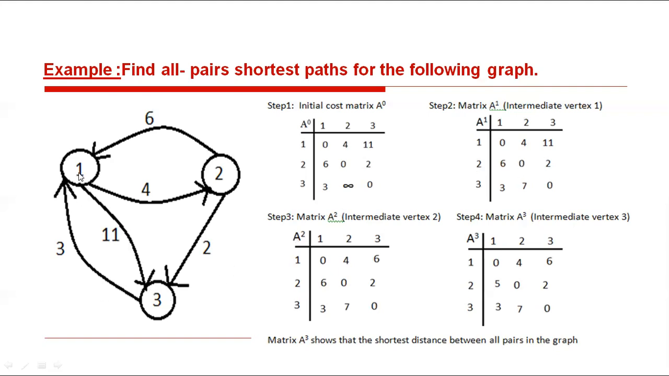Here simply 3 to 1, 1 to 4, 1 to 2, 1 to 2, 3 to 1, then next one 1 to 2. What are the costs? 3 and 4. 3 plus 4 equal to 7.